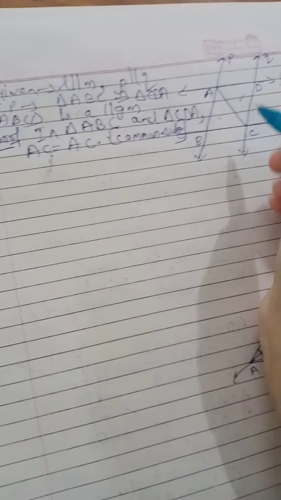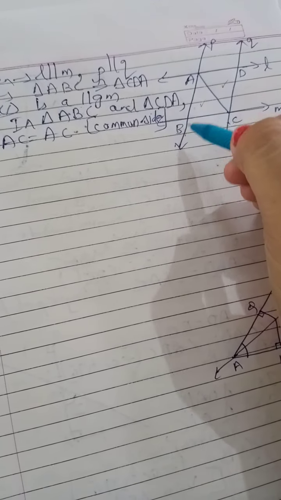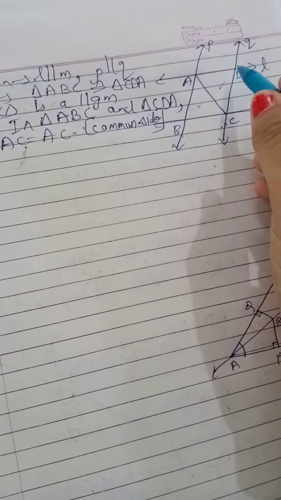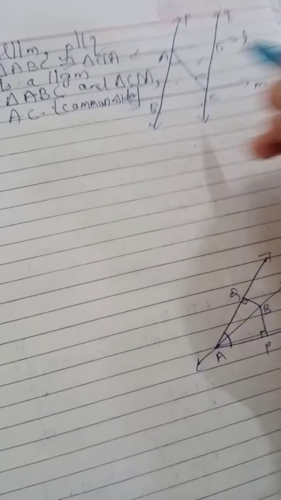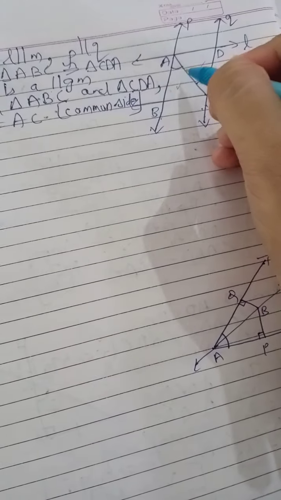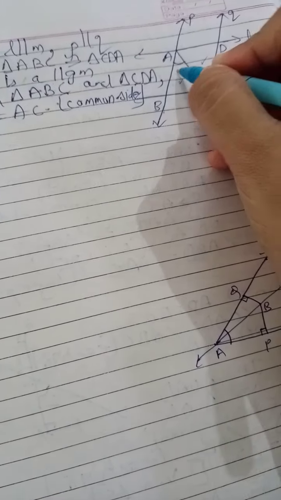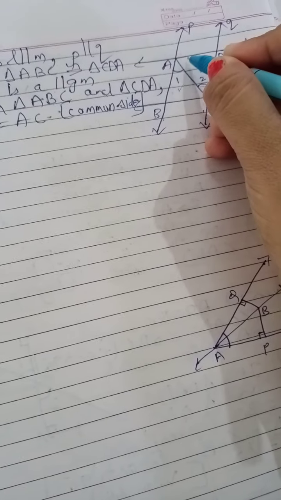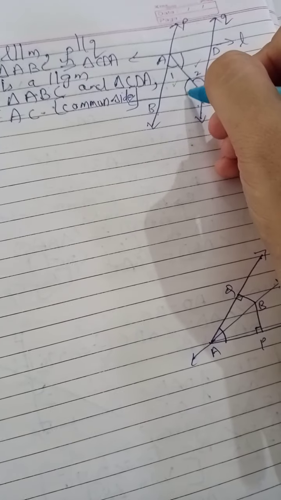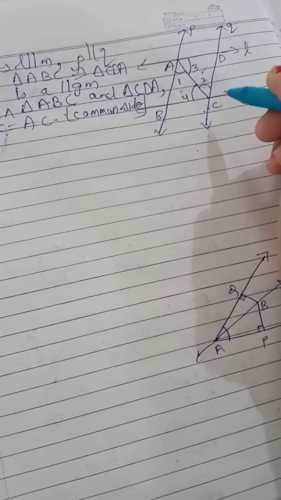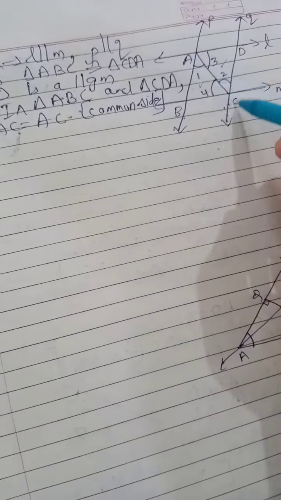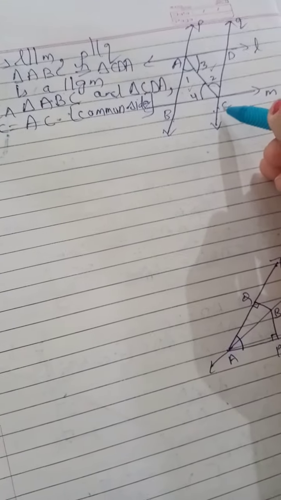Now if it is a parallelogram, let us consider both of these triangles. In triangle ABC and triangle CDA, this angle will be equal to this angle. Okay? Alternate interior angles. Also this angle will be equal to this angle, that is angle 3 will be equal to angle 4. Again alternate interior angles. Okay? And thirdly AC is equal to AC.